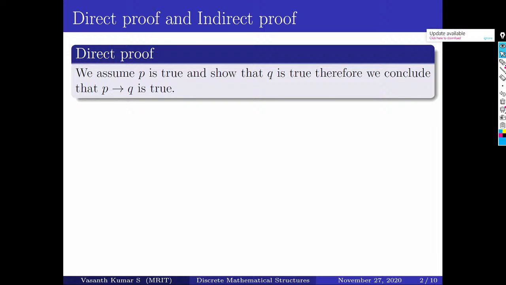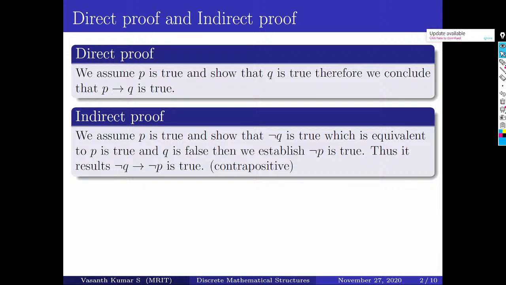Direct proof: we assume P is true and show that Q is true. Therefore, we conclude that P implies Q is true. You should know the definition of the conditional, when it will be true. If P is true and Q is true, then definitely it will be a true statement. That is the definition of direct proof.